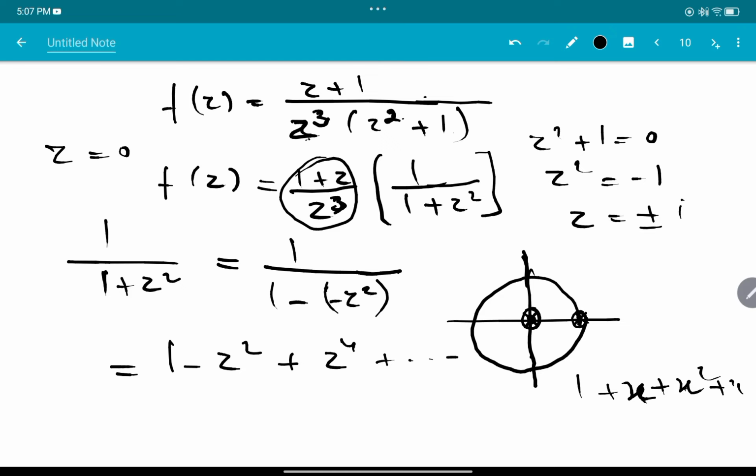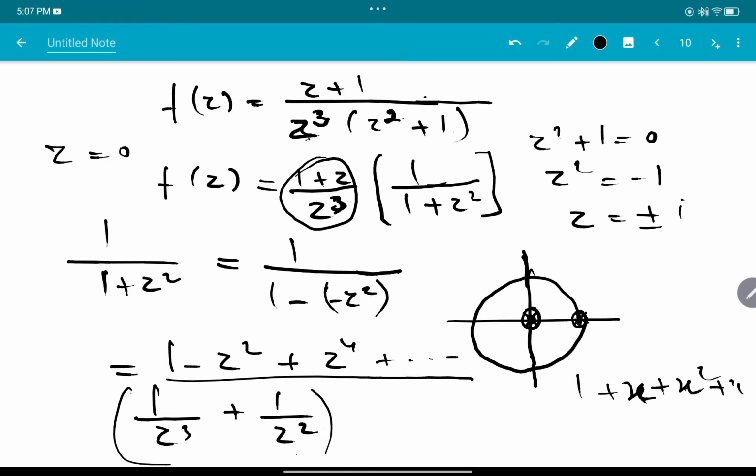Now what remains is this (1 plus z) by z cube. That is simple. It is simply 1 by z cube plus z by z cube, that is 1 by z square. So I have two branches now. A branch that gives me this expansion in terms of this Laurent series, basically a negative Laurent series, and this is a positive Laurent series. Then the multiplication, the product of these two.